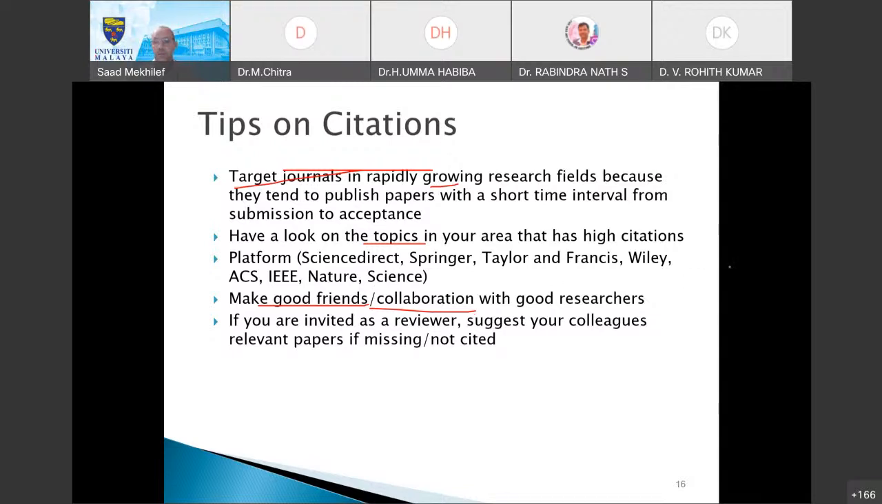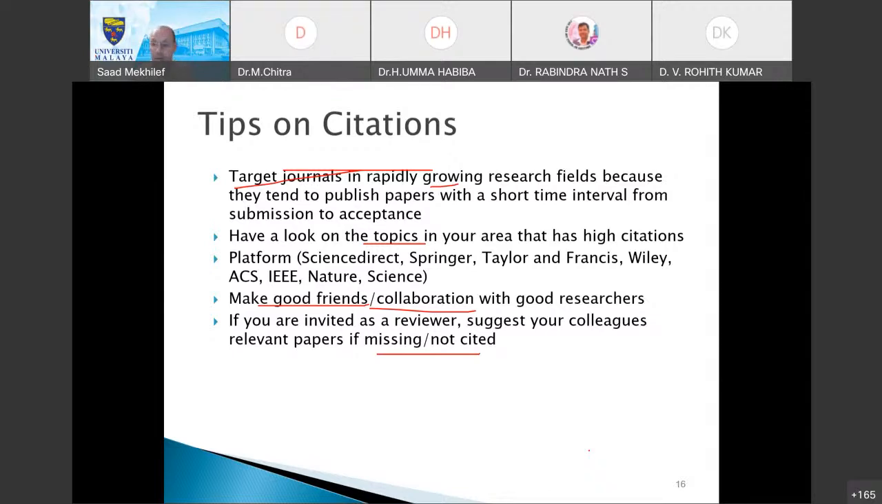Okay, and sometimes, this is very important and actually very complex. The last point: if you are invited as a reviewer, suggest relevant papers by your colleagues if they are missing and not cited. Here you have to be very careful. You may suggest not only your own papers to the authors, but the papers have to be relevant. You also have to put the complete citation, meaning the author's names, the title, the publication, and then also put a note to the editor that you are suggesting your own papers. So the editor knows, everyone knows, that you are suggesting these papers.